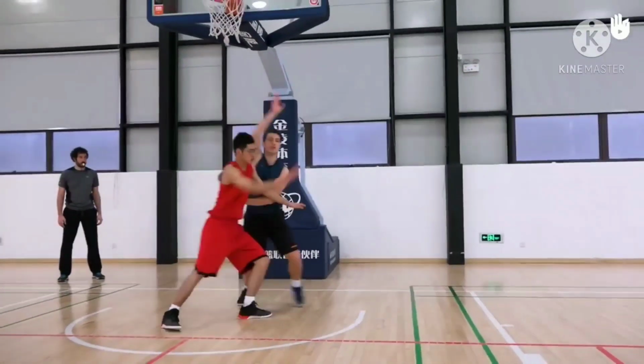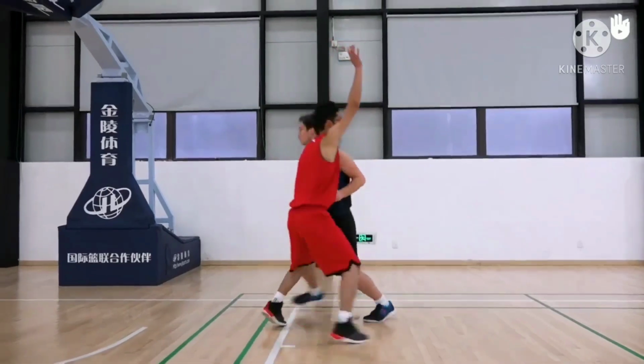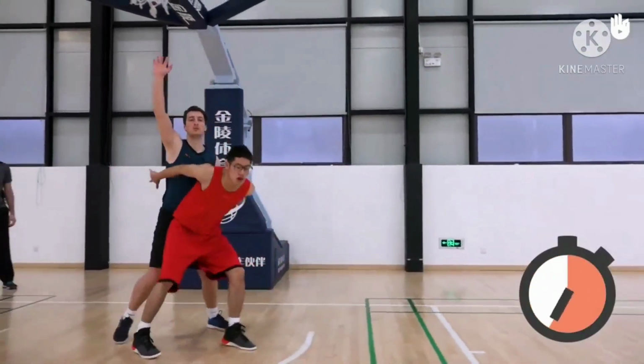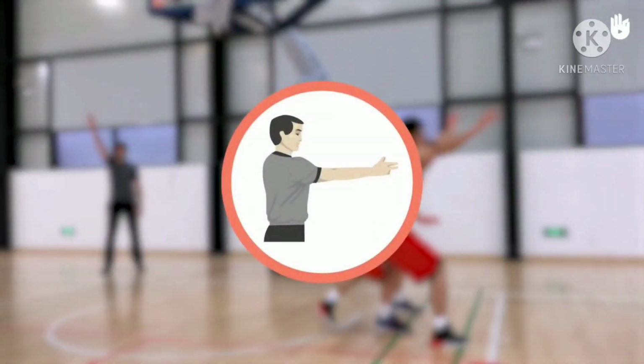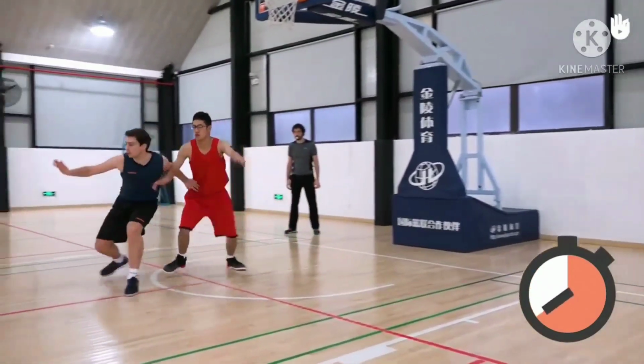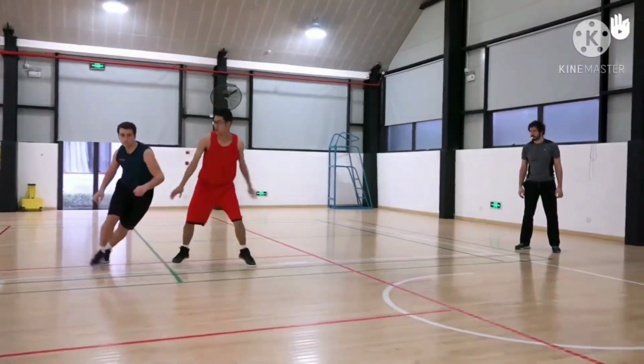The fourth violation is the 3-second rule. In offense, a player can't stay in the key for longer than 3 seconds at a time. To earn another 3 seconds, the player has to get both feet outside the key before going back in.